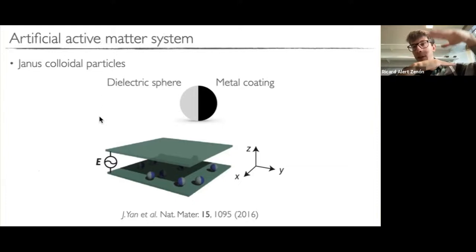And then you apply an electric field across these electrodes. And what this does is it induces electric dipoles in each of the hemispheres of these particles, okay? And the dipole in the metallic hemisphere will be stronger and of opposite sign than the dipole in the dielectric glass hemisphere. And so what happens is that this difference in electric dipoles induces a different ionic concentration around each of the hemispheres. And there are more ions here than there. So eventually the particles get pushed by this ionic concentration difference. And so this is a clever way of making self-propelled particles that will now move as we apply an electric field.